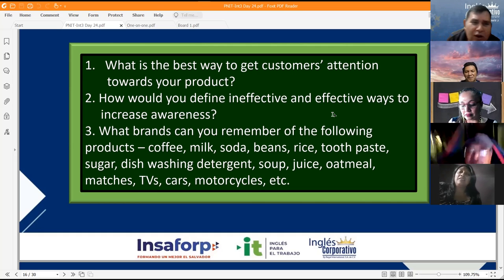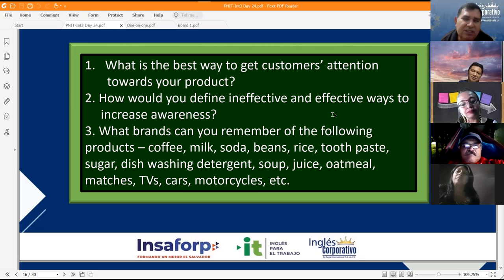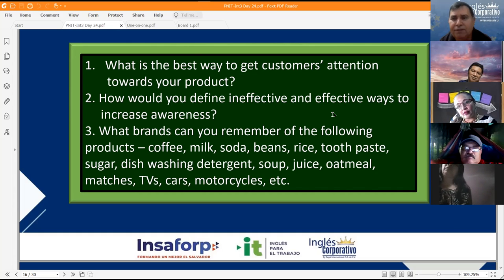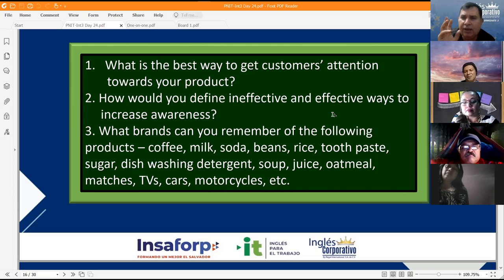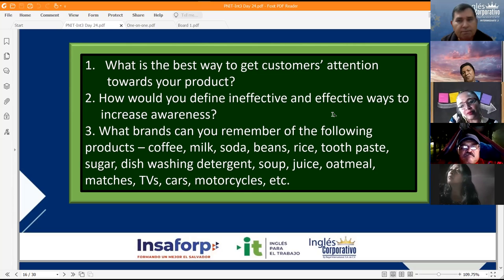Okay. So how would you define ineffective and effective ways to increase awareness? Do you think that changing the colors of the packages is an effective or an ineffective way? Only changing the appearance of the product, but not increasing the quality. Do you think that is effective? It's not enough. Only the appearance is not enough. It has to be some change in quality, right?